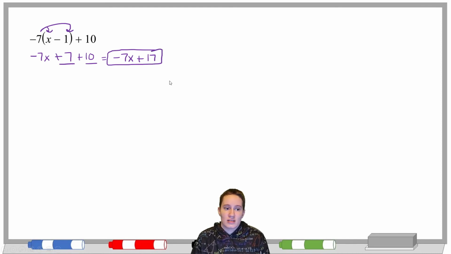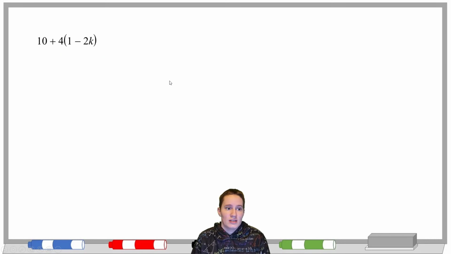Let's look at the next one. 10 plus 4 times 1 minus 2k. You might be looking at this saying, oh, I should add the 10 and the 4 together. And there could be a variety of reasons that you would decide you wanted to do that. That's not the correct order of operations. We always multiply before we add. And so that 4 needs to actually multiply into the parentheses next to it before we try to add anything.